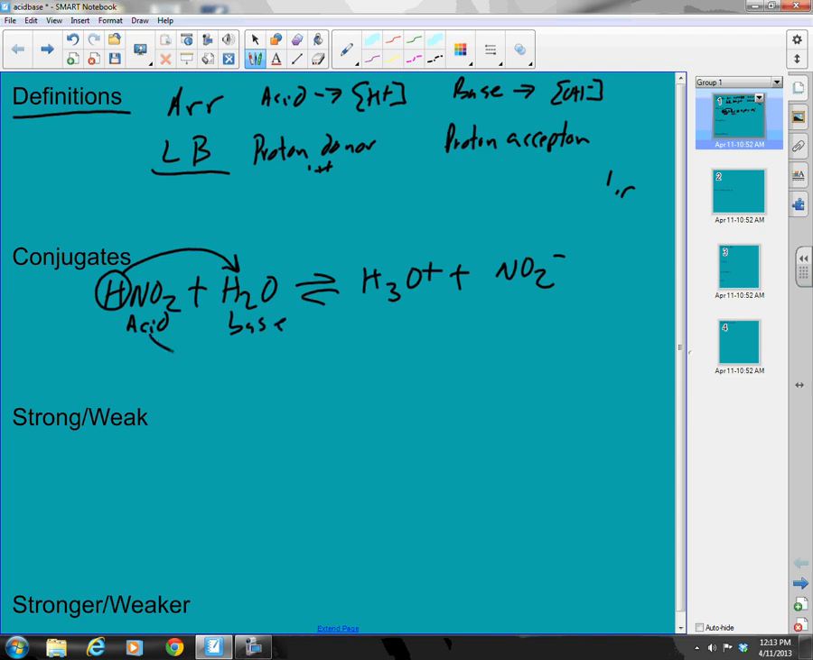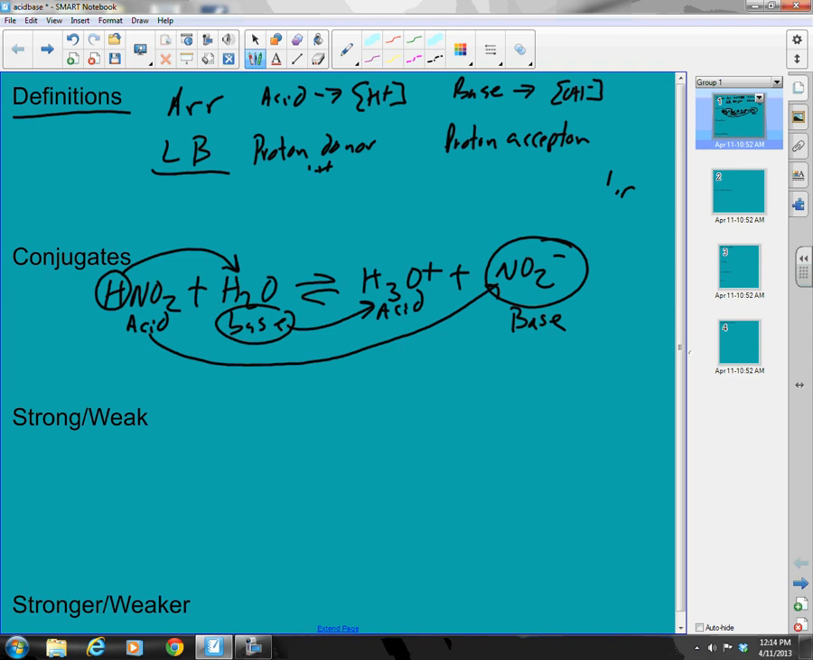Now, for this acid, there is a conjugate base, meaning after the proton is transferred, what do you have? Well, that's my conjugate base of HNO2. And for every Lowry-Bronsted base, there is a conjugate acid, which is the base after it has accepted the proton. There we go. And so that's all we need to know about conjugates.